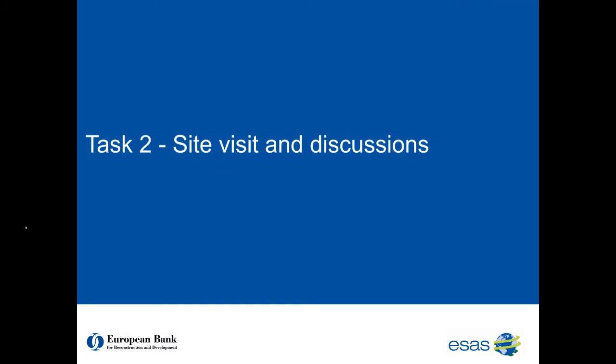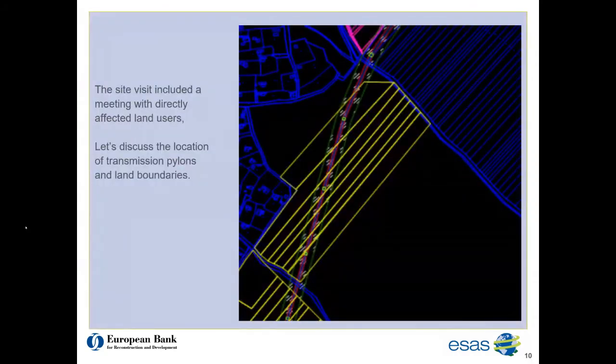Thank you, Jo. The next task, task 2, site visit and discussions, included a visit to the project area and direct discussion with project affected people. Here we can see a map which depicts land boundaries in yellow, and you can see that the land boundaries are orientated towards the northeast, southwest. And then through the middle of this area, we can see the path of the overhead transmission line.